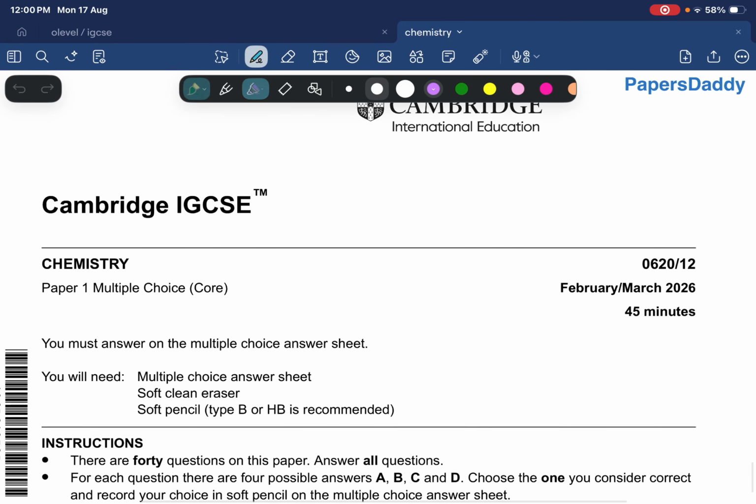We are going to be solving Cambridge IGCSE Chemistry, Paper 1, Multiple Choice, February-March 2026, Paper 12.